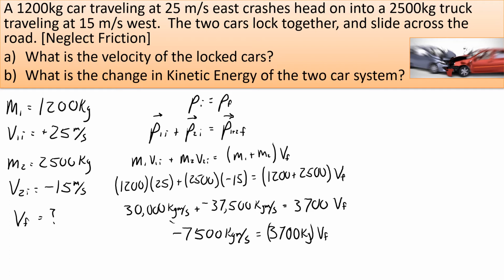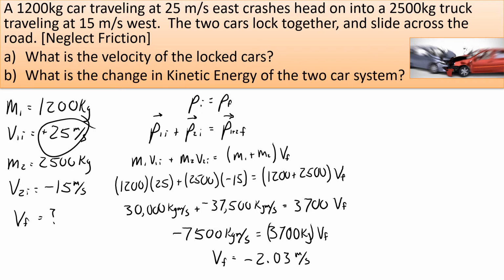This boils down to our normal p equals mv equation. This is the total momentum of the system, and this is the mass of the cars. What is the velocity of the cars? So you do the division, and you get a final velocity of negative, which is what we predicted, 2.027, 2.03 meters per second. All right, so they're not moving as fast as they were.